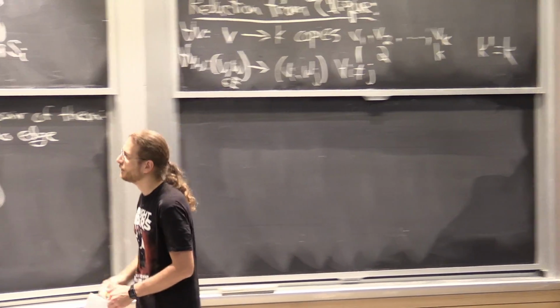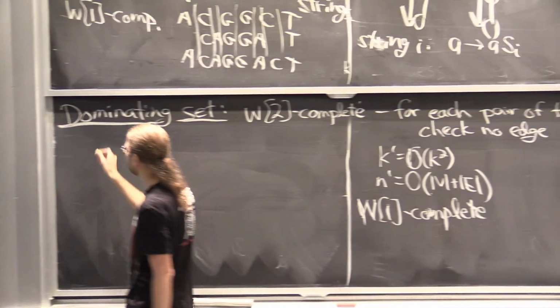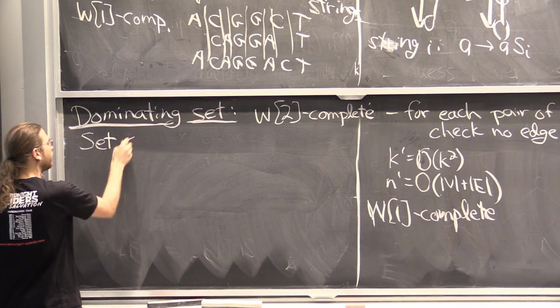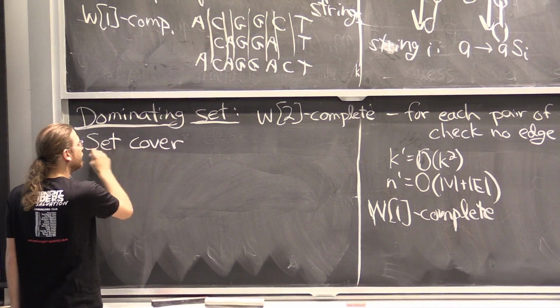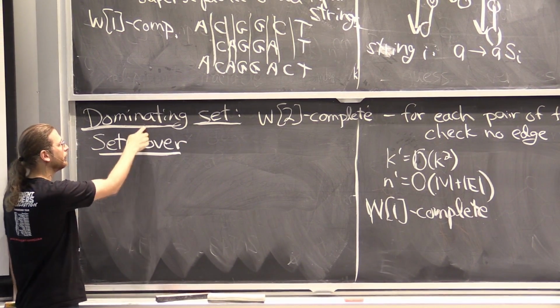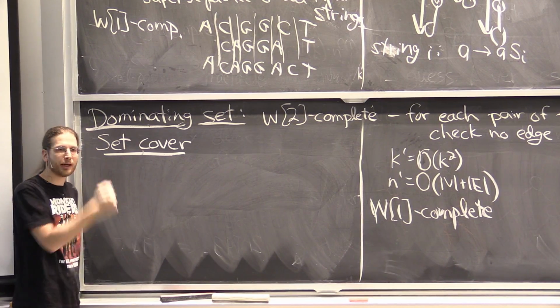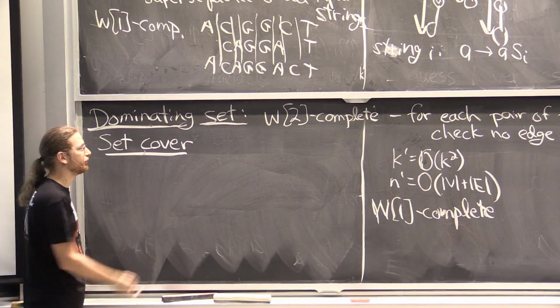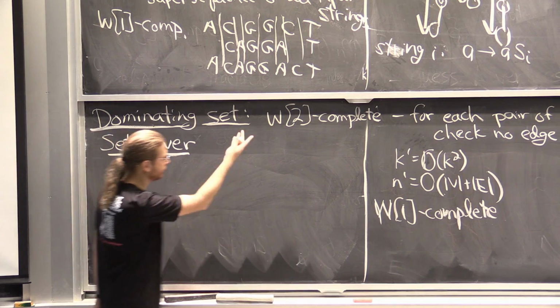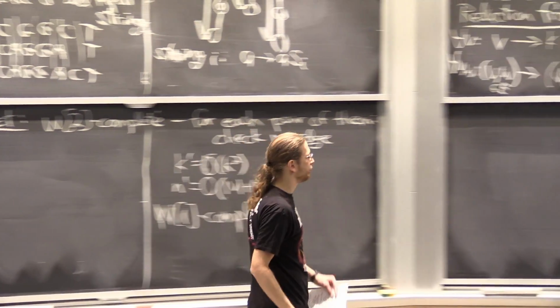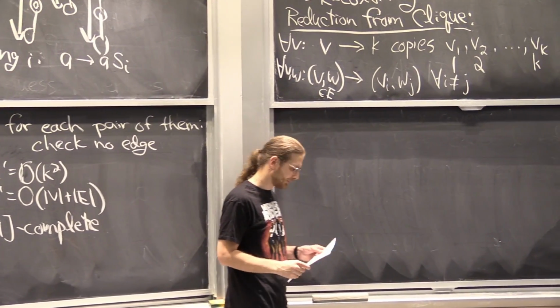By the way, dominating set is W2 complete, so is set cover, and most W2 hardness reductions start from one of these 2. We already know how to reduce dominating set to set cover. You make a set for every neighborhood set in the graph. So this reduction is easy, and that preserves a parameter. It's just the same reduction we did 2 classes ago, I think.